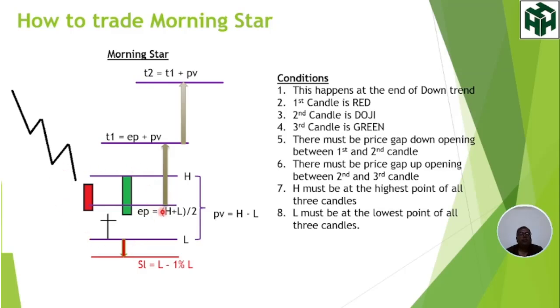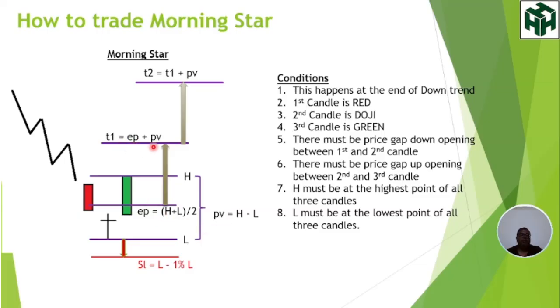The EP point has to be defined. EP is half of H plus L. The high of the combination of three candles is marked as H, and the low point is marked as the low of the overall combination of these three candles. So the targets are defined from the EP point as a PV, adding the PV onto the EP point.